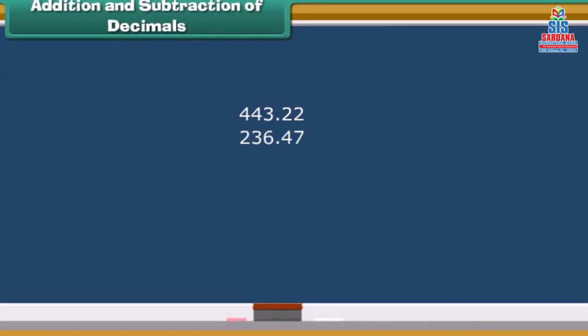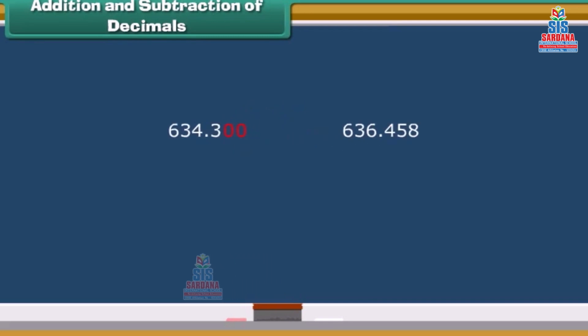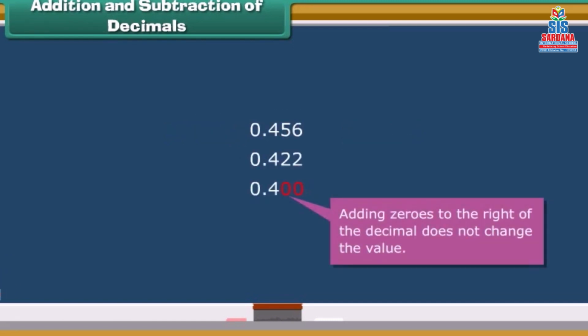Decimals are easy to add or subtract, just like whole numbers. For this purpose, you have to line up the decimals first. See, it's easy. Also, decimal numbers are easier to compare. Just add zeros at the end of the shorter number to make the numbers the same length. And you can tell right away which number is bigger. Remember, adding zeros to the right of the decimal does not change the value.